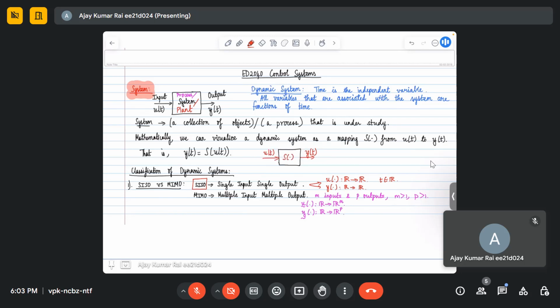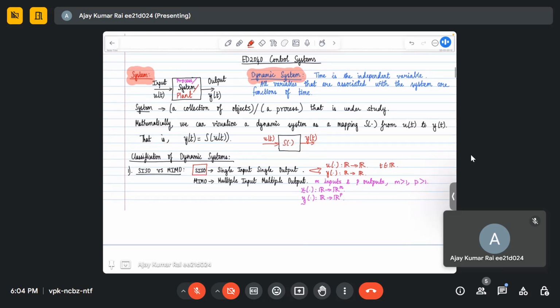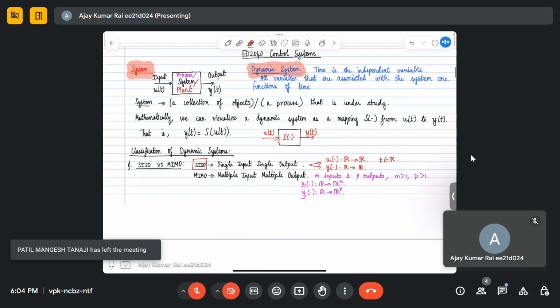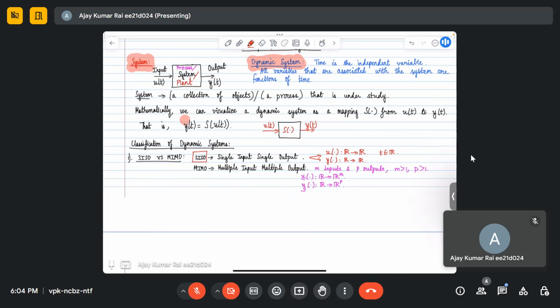So we'll be dealing with the dynamic system. Here time is the independent variable. Our input is changing with respect to time, or all the variables that are associated with the systems are functions of time. Mathematically, what is important is you want to map the input to the output. This mapping is very important, where in the first few weeks we'll be deriving the mathematical equation for this system or plant here. So this is called mapping of input and output.